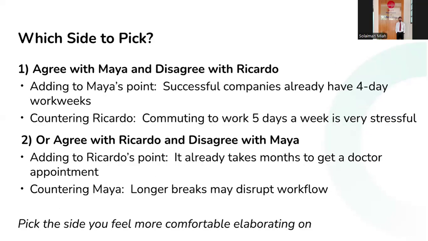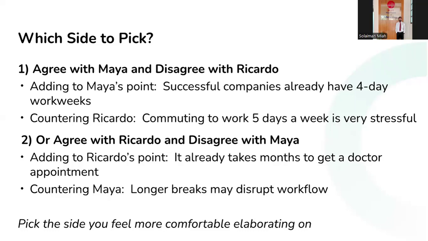Now, taking either side of this prompt is perfectly workable. Maya gives you the foundations of a pro argument: efficiency, rest, focus. Ricardo gives you the foundations of a skeptical argument: scheduling difficulties, stress. Either way, you're going to need to come up with something new, specific examples, reasoning that the prompt didn't mention, details that make your position feel real and not just restated.